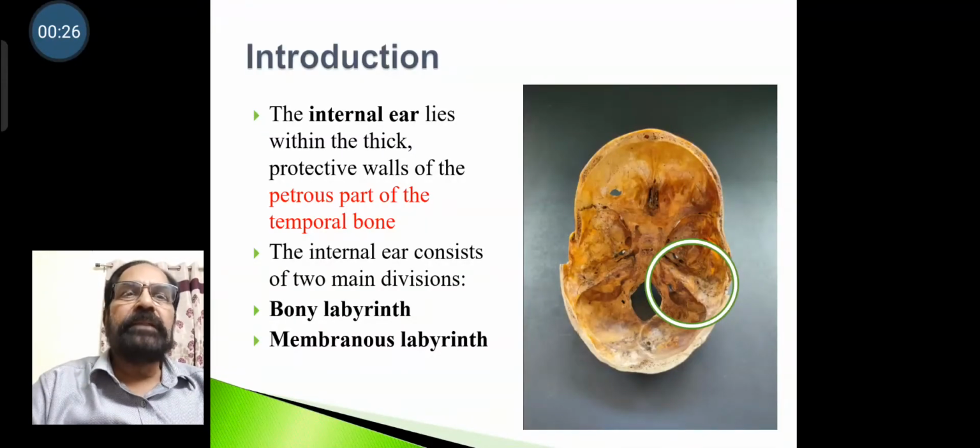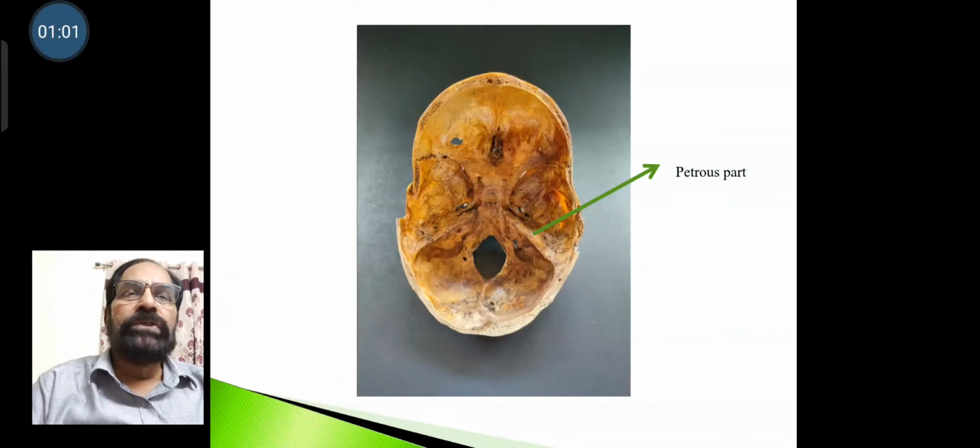So in the picture you can see it is the base of skull. The internal ear lies within the thick protective walls of petrous part of temporal bone. Internal ear consists of two main divisions, that is bony labyrinth and membranous labyrinth. In the circled part you can see the petrous part of temporal bone. The arrow is showing the petrous part of temporal bone in the base of skull.